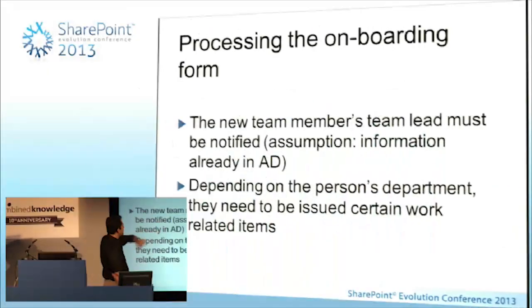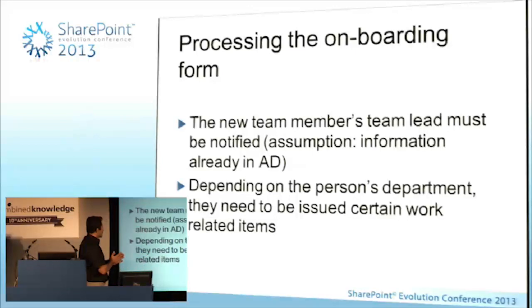The new team member's team lead must be notified. That's the first thing. Automatically, we need to understand who the team lead is. Now, we're assuming that the information is in Active Directory. That assumption is not always true in many environments, unfortunately. But we're assuming in this case that the information is in Active Directory. Active Directory is nice and pristine. It's got people, it's got their managers, it's got who they're leading, it's got all the other information about them.